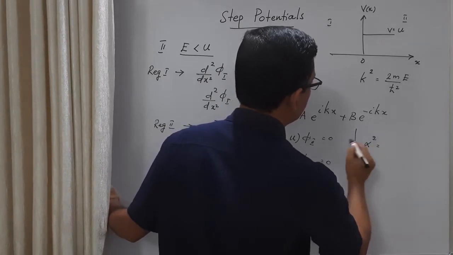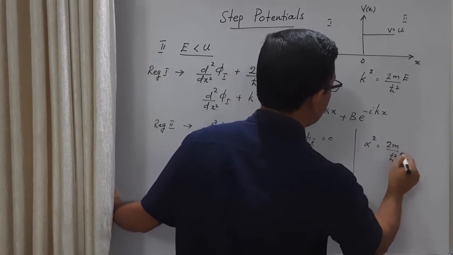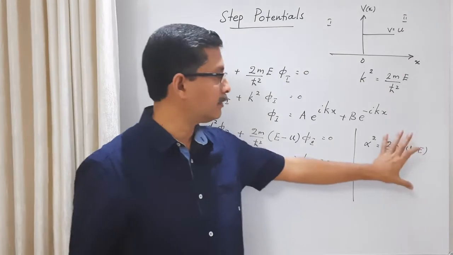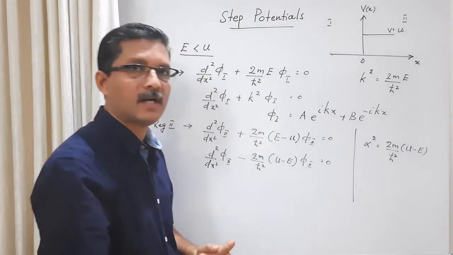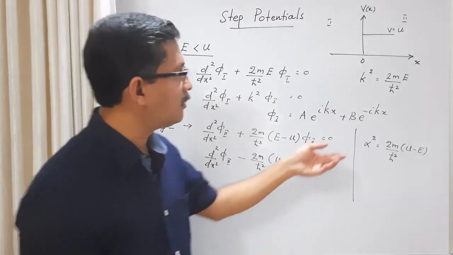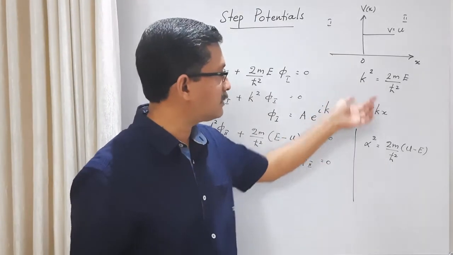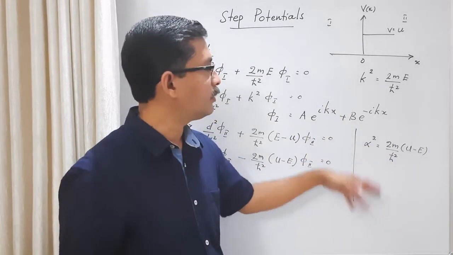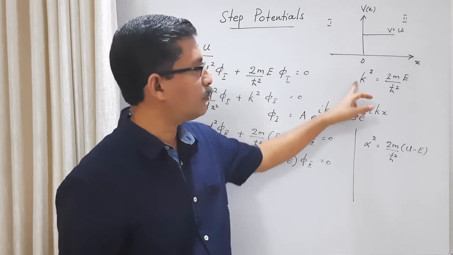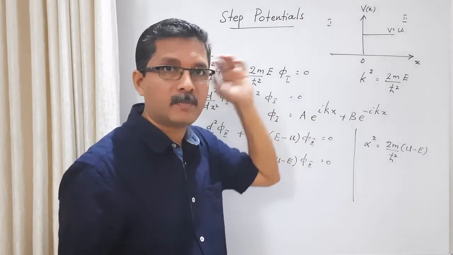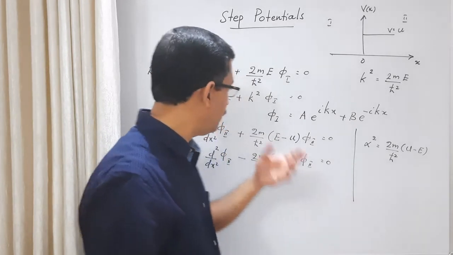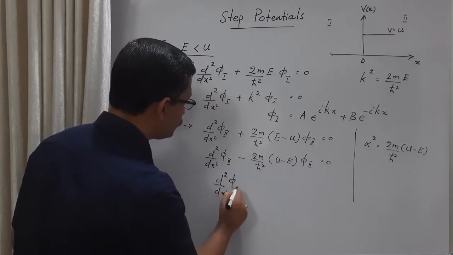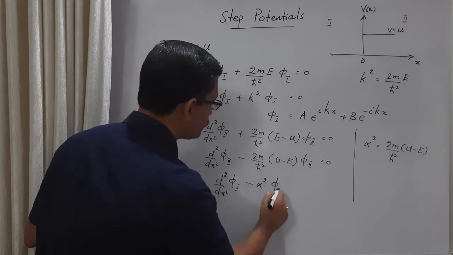Now let us put alpha square as 2m by h cross square into (U minus E). E is less than U, so U minus E is positive, so alpha square is positive. I am introducing another constant. The reason I am not using k2 square is that even though alpha has the dimension of 1 by length, the same as that of a wave number, alpha cannot be interpreted as a wave number. We will see the reason shortly. So we get d square by dx square phi 2 minus alpha square phi 2 equal to 0.